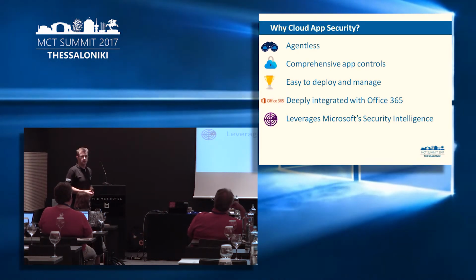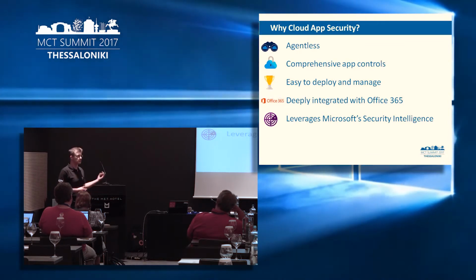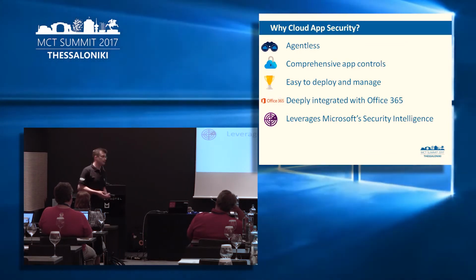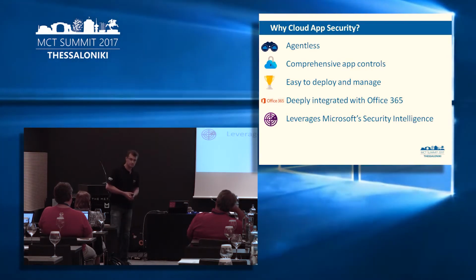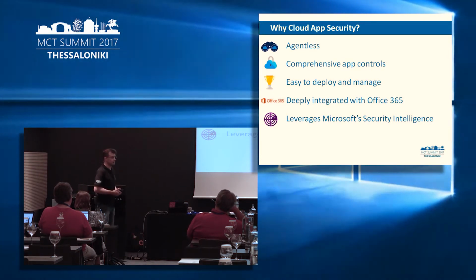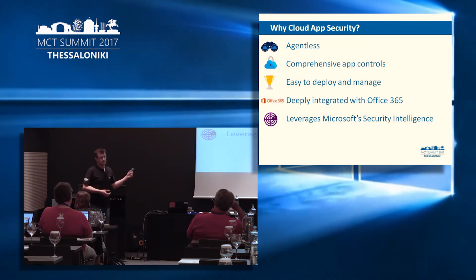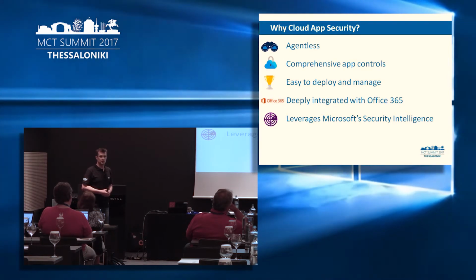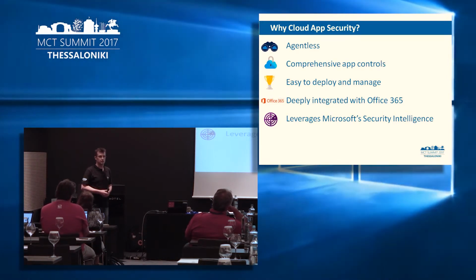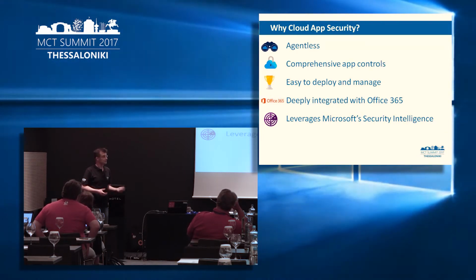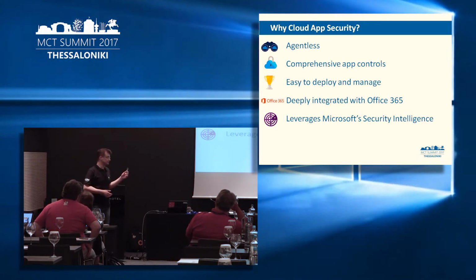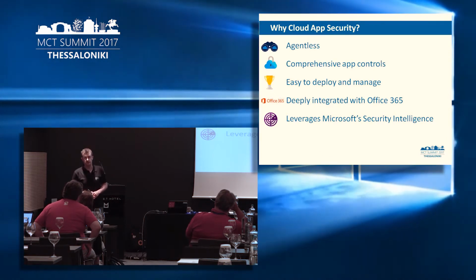So it has a lot of controls. It's agentless. It works seamlessly with Office 365, and that's it. With the cloud app security, well, definitely we'll see more of it. So ISA server is not useful anymore here. Cloud app security is the way to go, and we'll see more of it in the future, I think.